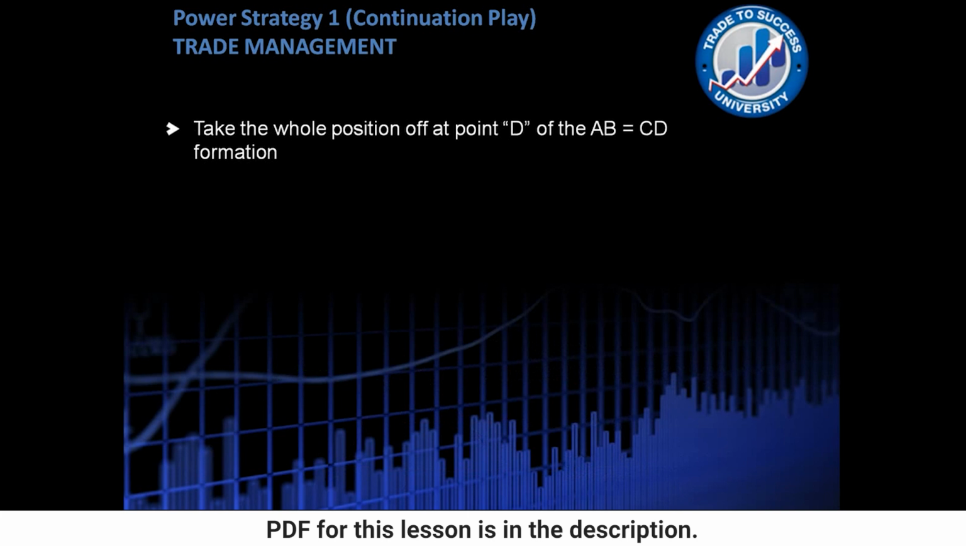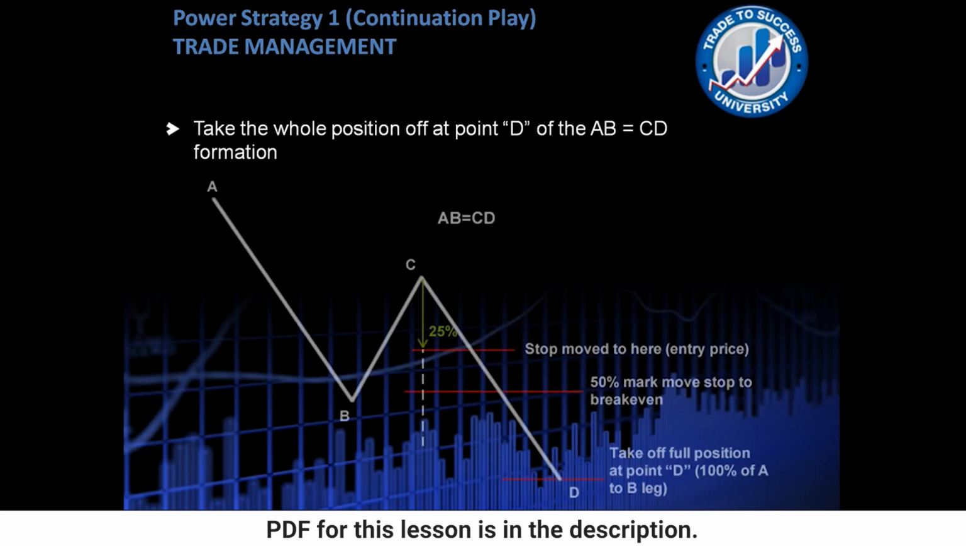Now what we're going to do after that is take the whole position off at point D of the AB equals CD formation. So we've got the A, B, C, D move down. We are entering when price moves down 25% of the A to B move. Then at the 50% of the A to B move, we are going to move our stop from point C down to the entry price, which is our break-even price.